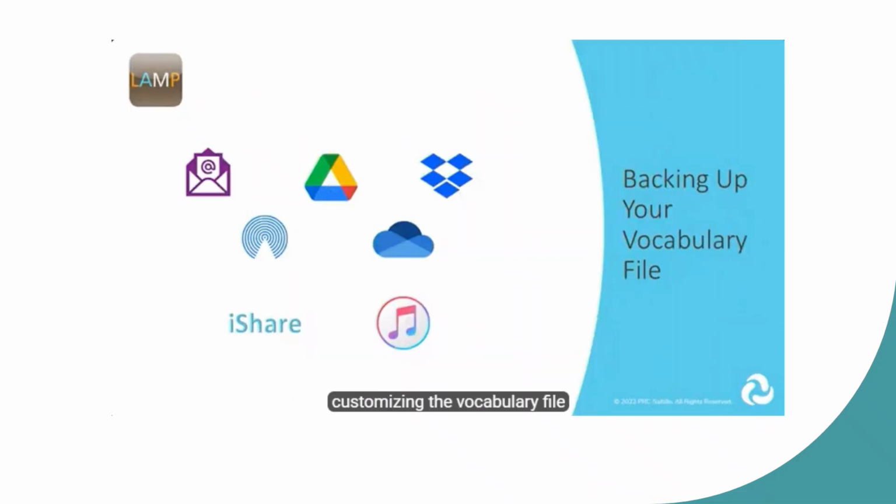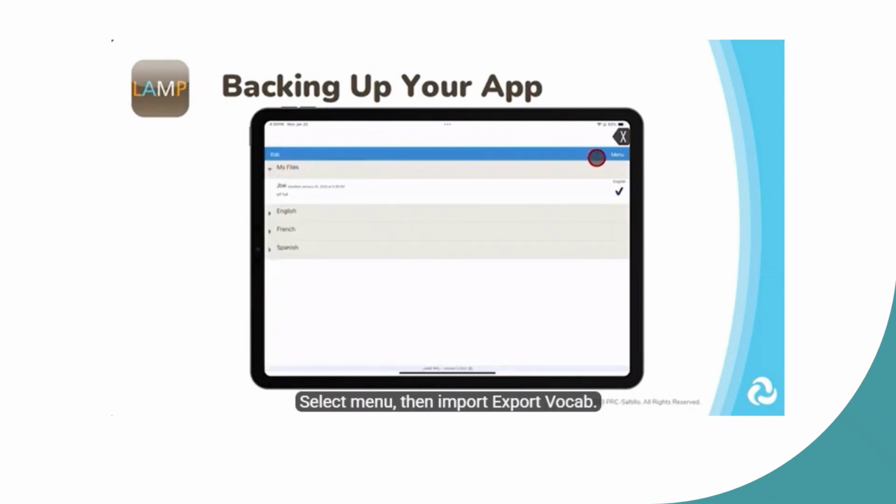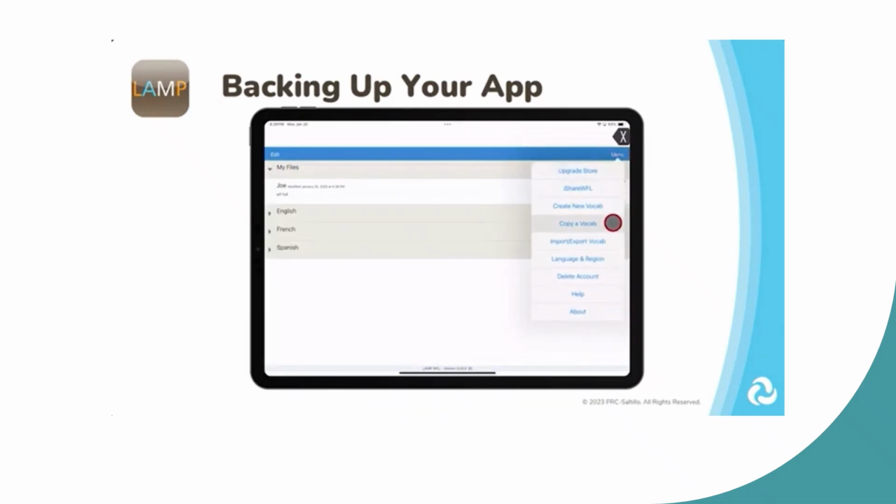When you have finished customizing the vocabulary file in your LAMP Words for Life app, you will want to make sure you have saved a copy somewhere. There are many ways to back up your custom vocabulary files and transfer them to your preferred storage space. Refer to the Backup and Transfer Quick Reference Guide for more information about each of these options. To back up your vocabulary file, go to Vocab, then choose New Vocab. Select Menu, then Import/Export Vocab.